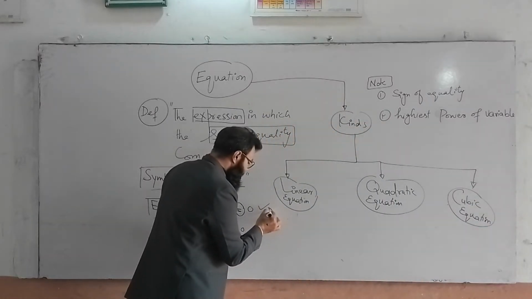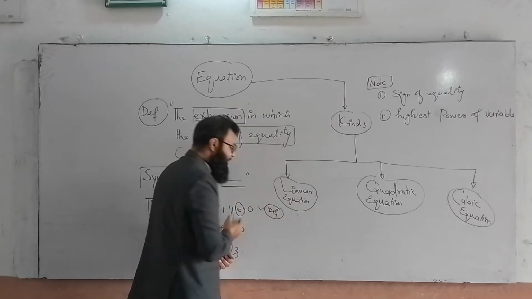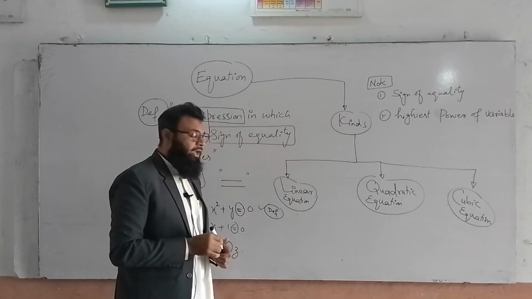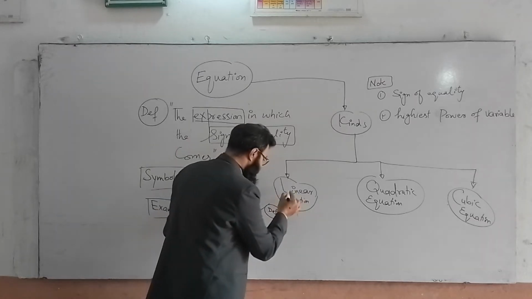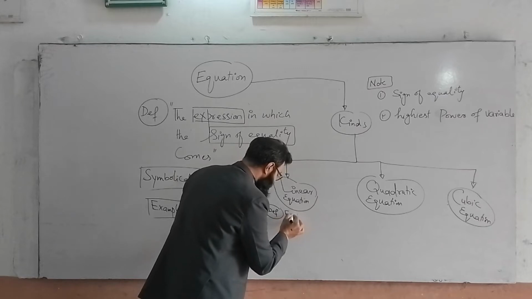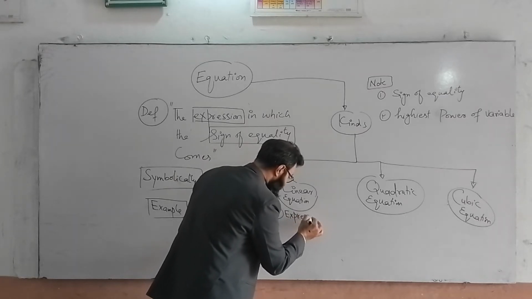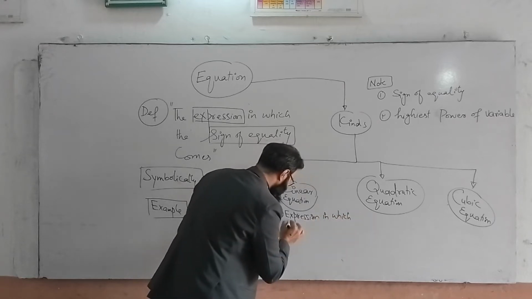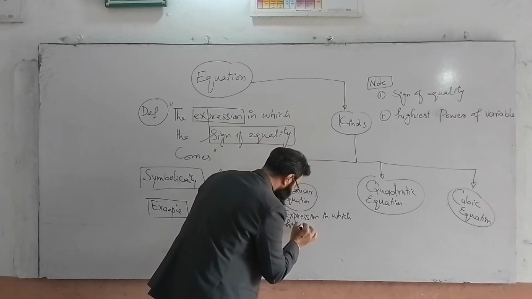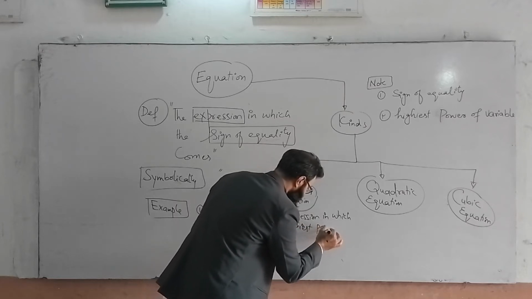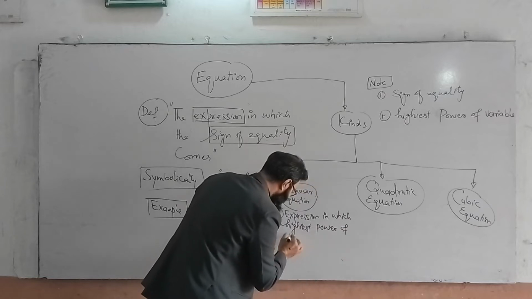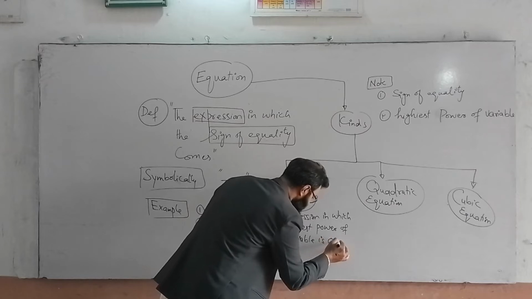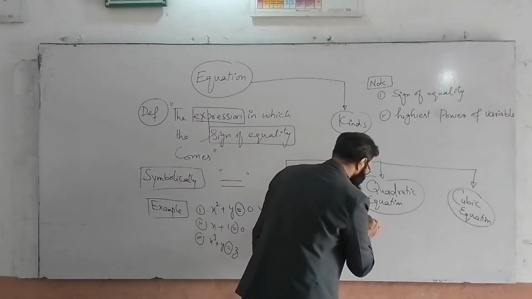So first we know about the definition of linear equation. Such a statement of mathematics, such an algebraic expression in which the highest power of the variable is 1, is called a linear equation.